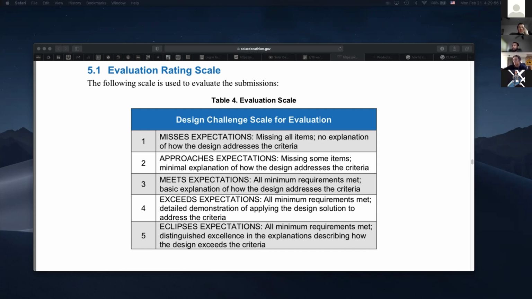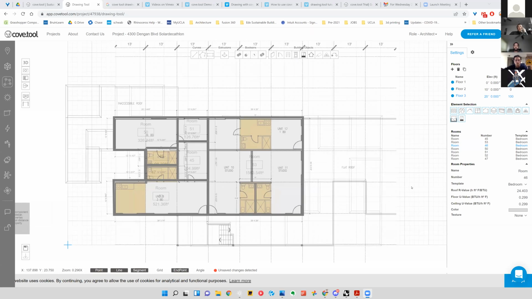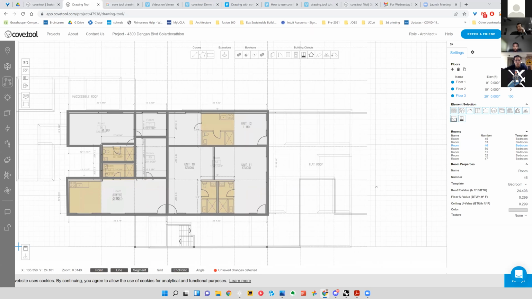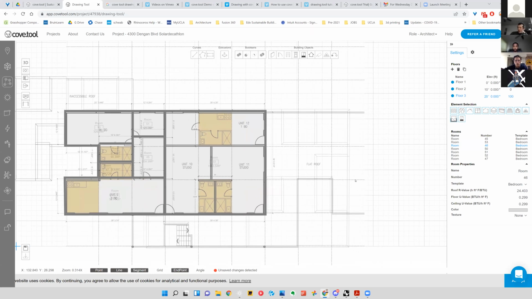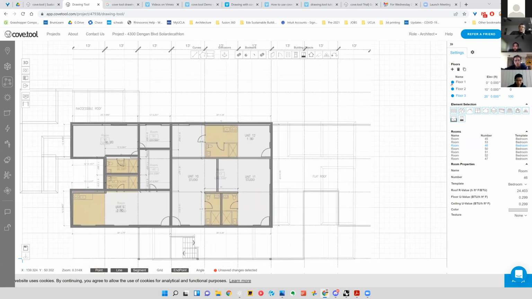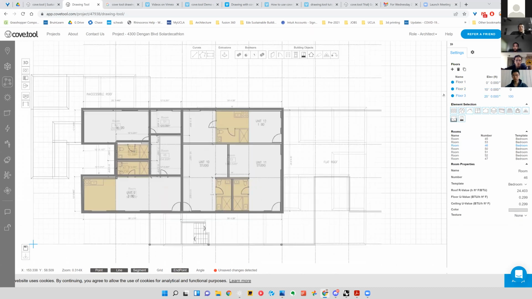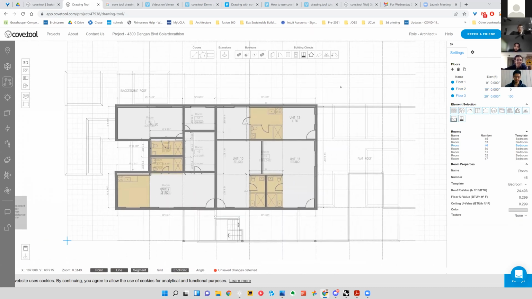Yeah, I can. Here, I can stop sharing my screen. Basically, you kind of have to remake the floor plans in the Cove tool software, but I'm almost done with it, so hopefully I can get an output and send it to you. But this is the third floor, so I've got the first, the second, and the third floor.